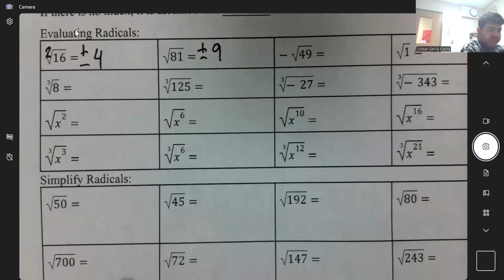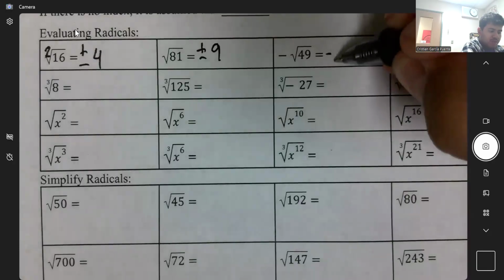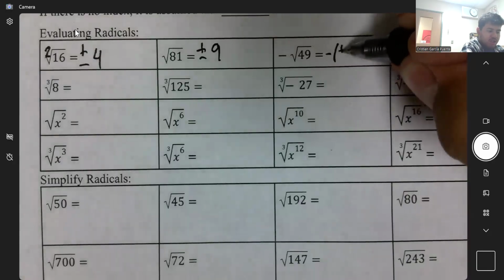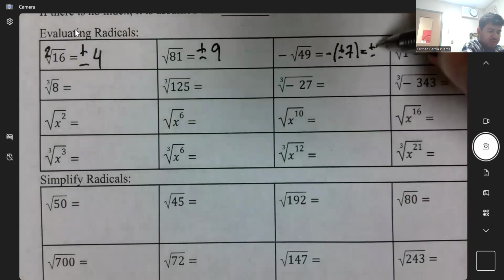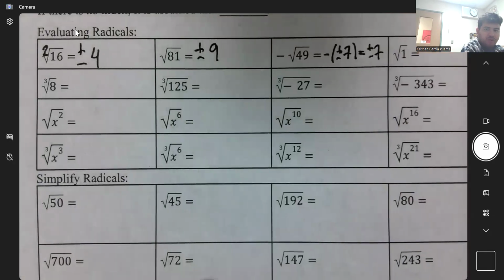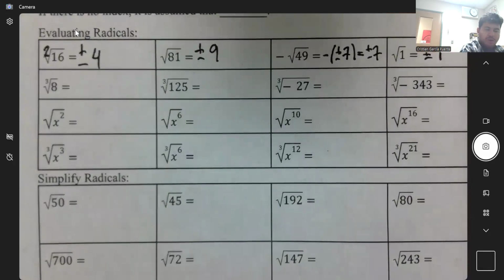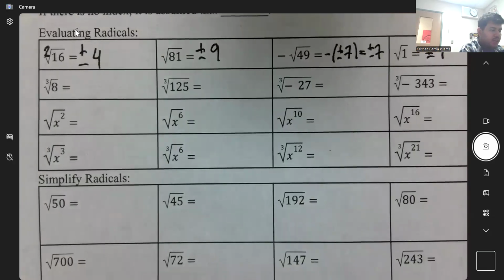All right, we'll do the same thing with this one. So negative, then the square root of 49 will give us plus or minus 7. For 1, same thing, plus or minus the square root of 1, which is just 1. Cube root of 8, you do similar.